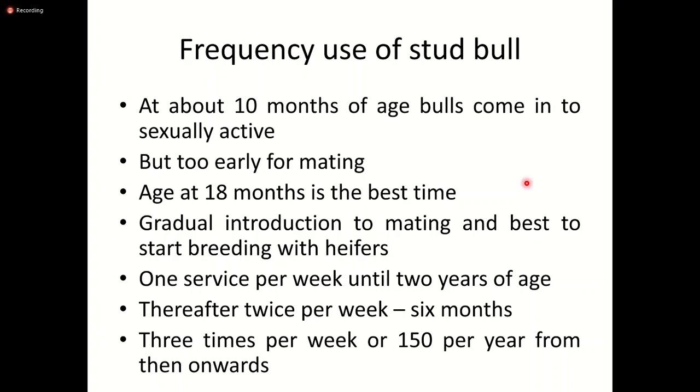So what we usually do is initially we will use them for at least one service, meaning one sexual mating, per week, right? For maybe 2 years, until they reach 2 years of age, at least one mating per week. So that's the main target, right? But after that, we can go for at least 2 services per week, right? For the next 6 months, and later we can go for an even higher number of services per week, and plan the breeding process in a particular farm, right?